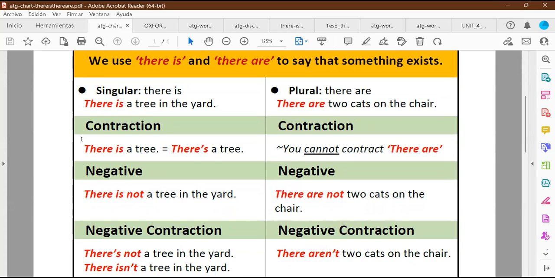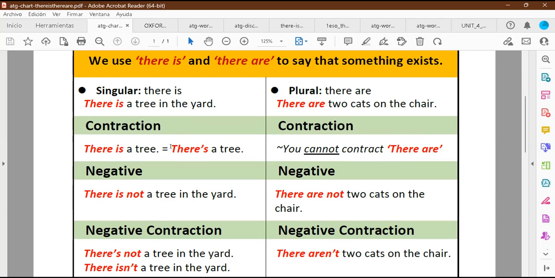And what is the contraction that we use? Johnny, contraction for there is? There is a tree. There's a tree. Okay, so perfect. So which is the contraction for there are? Do we have any contraction for there are? You cannot contract there are. So we don't have any contraction.